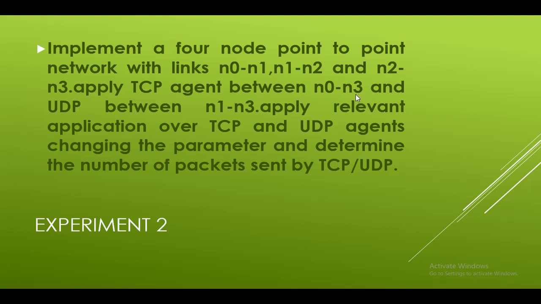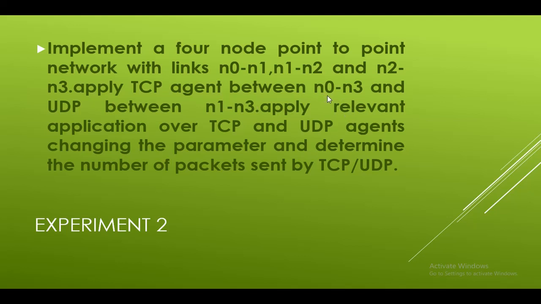So these two should be using the TCP configuration and UDP between N1 and N3. We have to apply the relevant applications of the TCP and UDP agents and change the parameters in order to determine the overall statistical analysis. So that is what we have to look out for.